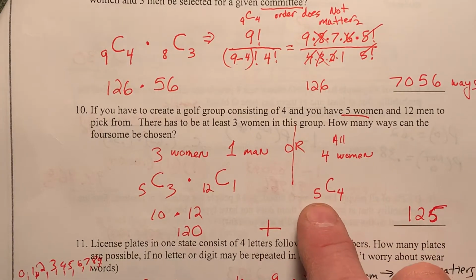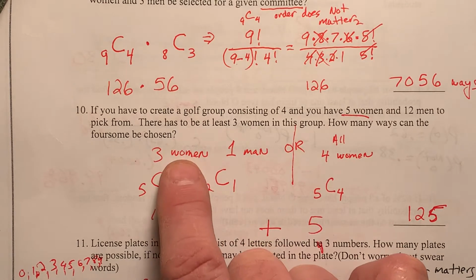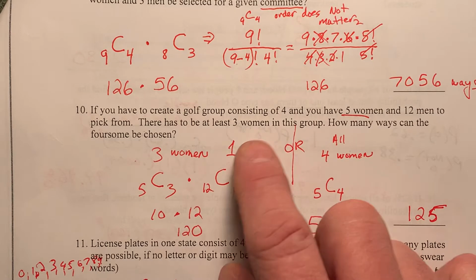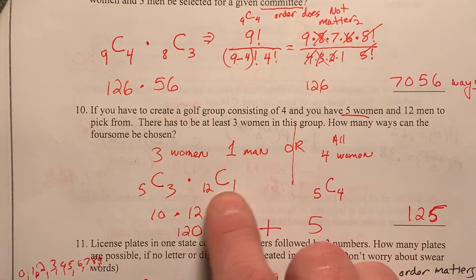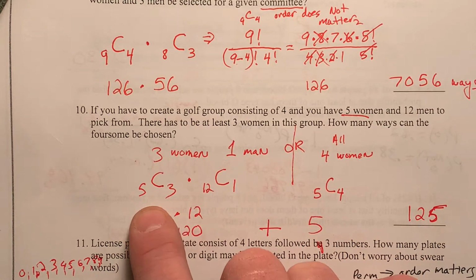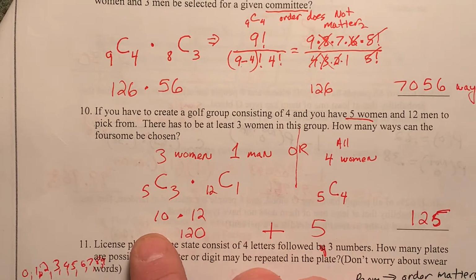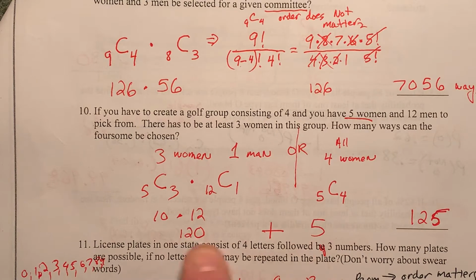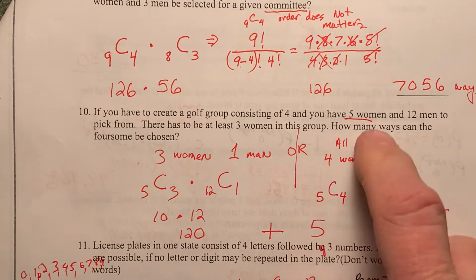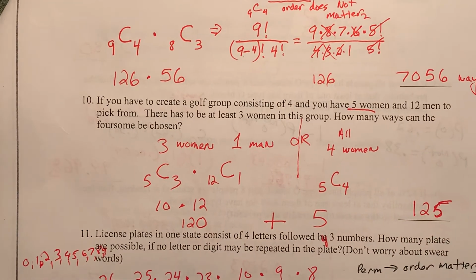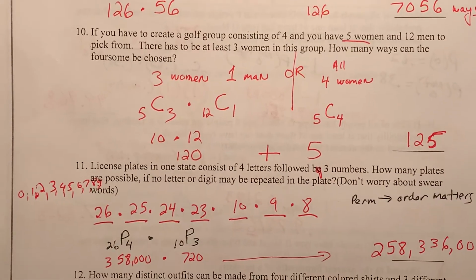Again, you put in your calculator, 5 choose 4, that's fine. And then 5 choose 3 and 12 choose 1. So 12 choose 1 is 12 ways. You can pick 1 man from 12 men. And there's actually 10 ways to pick 3 women from 5 women. And so that's 120 possibilities there, plus those 5 combinations that we get with all women. And so that's 125 total. That's a pretty tough problem.